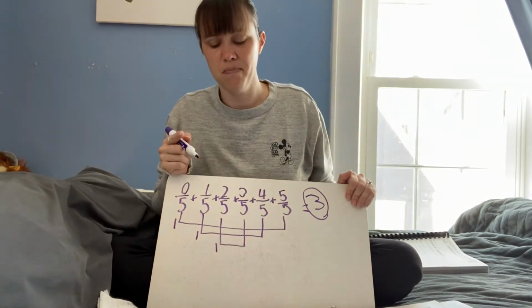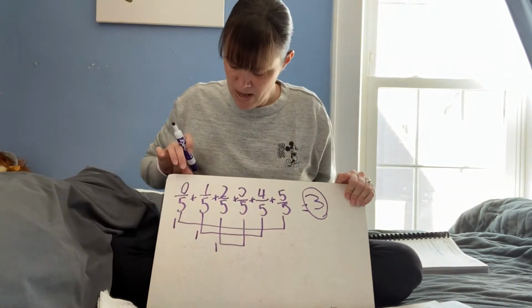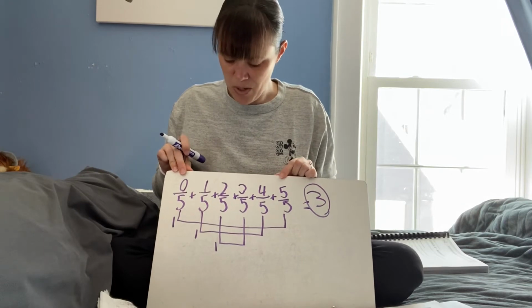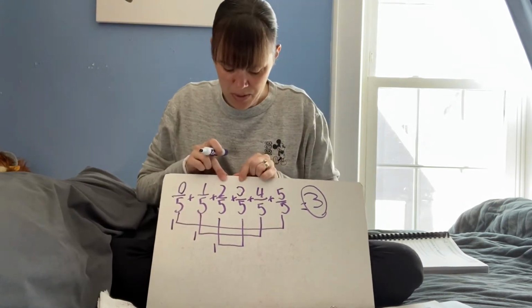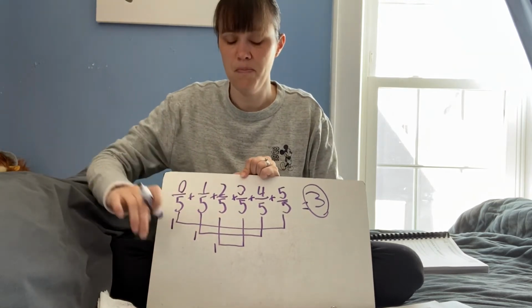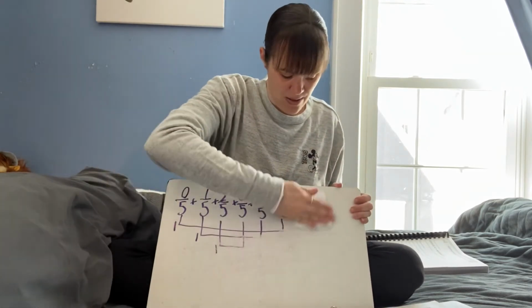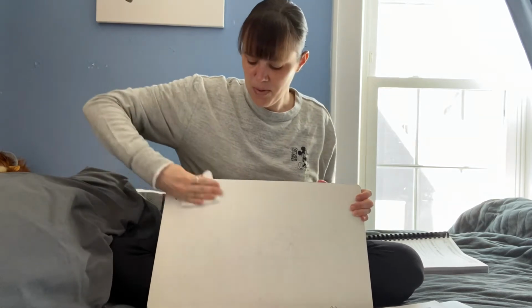No half this time. Do you see how I did that? 0/5 plus 5/5 is 1 whole. 1/5 plus 4/5 is 1 whole. 2/5 plus 3/5 is 1 whole. Okay. All right. So no half on this one. I wonder if the next one will be a half.